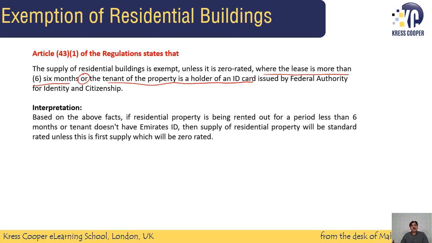On the vice versa situation, assuming the tenant doesn't have an Emirates ID or the supply is being made for a period of less than 6 months, then it will not be considered an exempt or zero rated supply. It will be considered a commercial supply of the property.